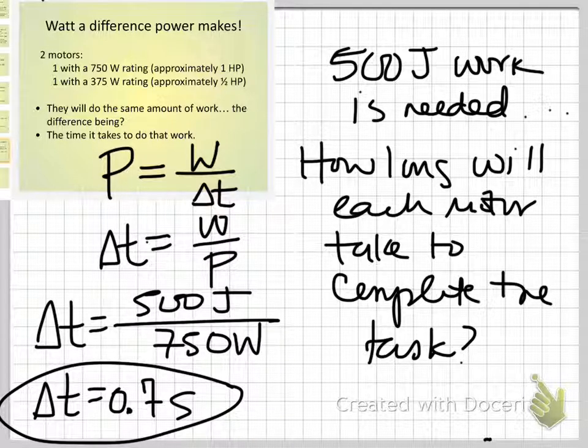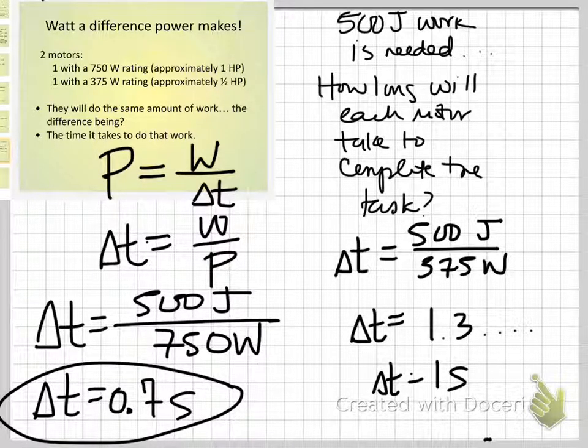What about the second motor? Okay, that's what I get for doing problems off the top of my head. With one sig fig, it would be a second. It'll be a little over a second. Looking at our raw values, we know that this will take a little over a second to complete the same task. It's not a whole lot of difference, but 500 joules is also not a whole lot of work.